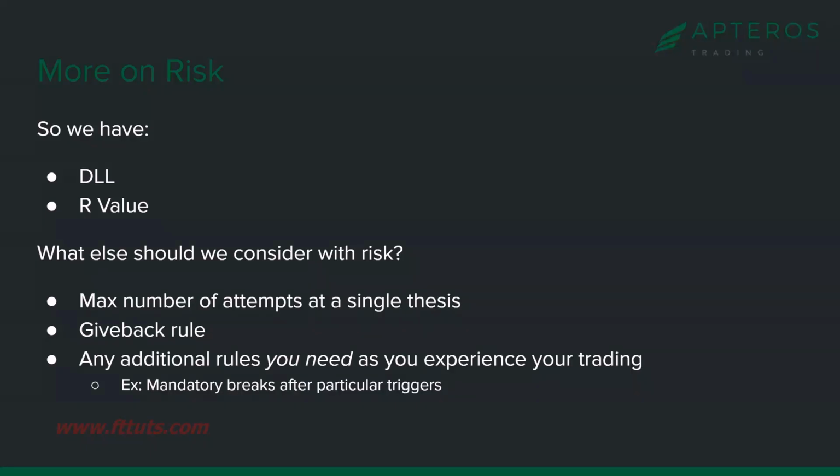So we have our daily loss limit. We have our R value. What else might we need? A max number of attempts at a single narrative or thesis. That would be important. I think a lot of people thrive with a 3 strikes and out rule. Some people less, right? Maybe 2. It depends on you and what you need. Some of these other rules, not everyone has to have a max number of attempts on a single idea, but for most people, it's a good idea.